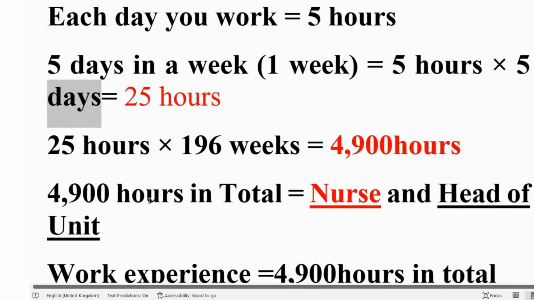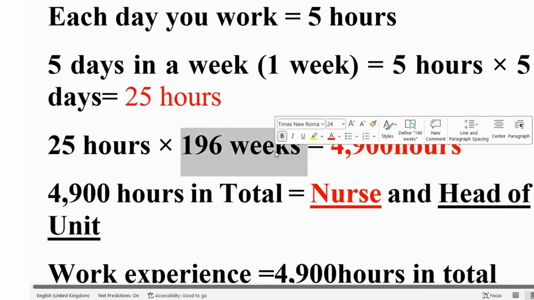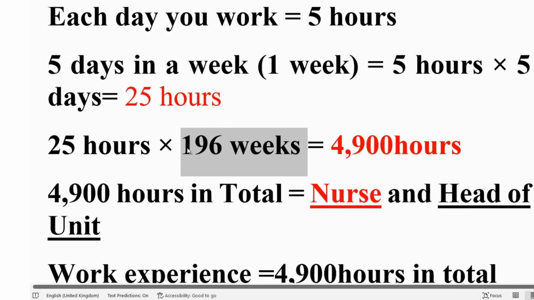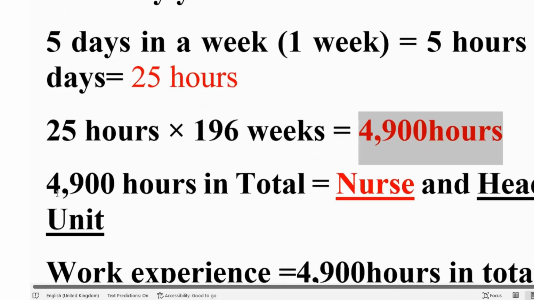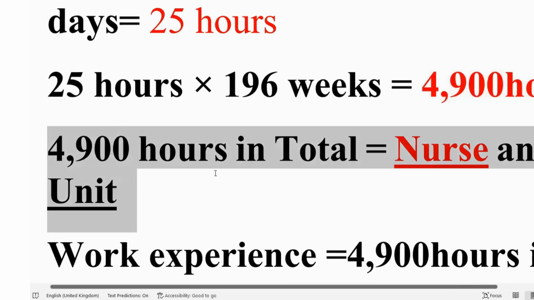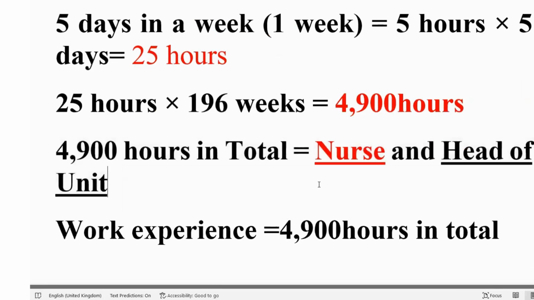All right. Now, it's going to be 25 hours times the number of weeks within your time period of work. In this case, 25 hours times 196 weeks, which gives us 4,900 hours. Now, this 4,900 hours is the total hours you have worked in the company.